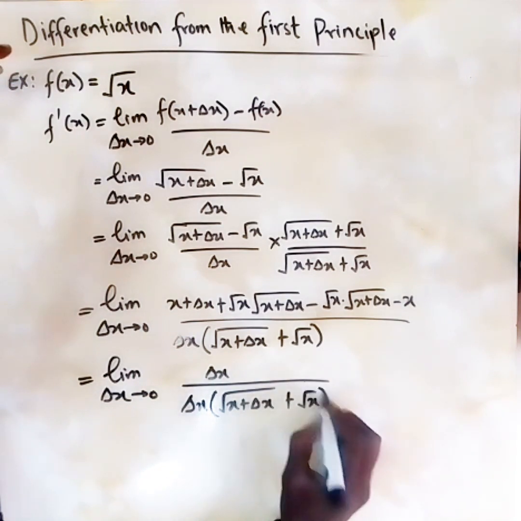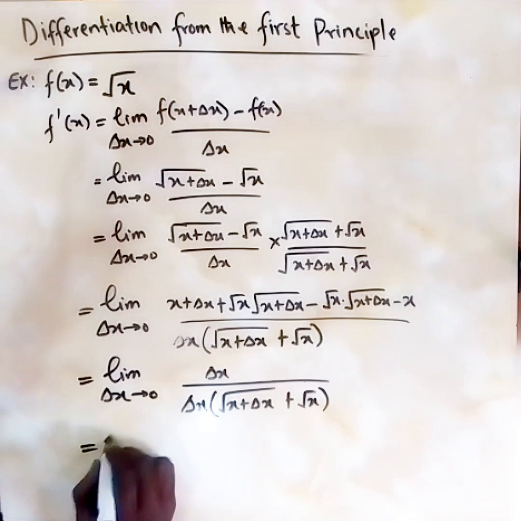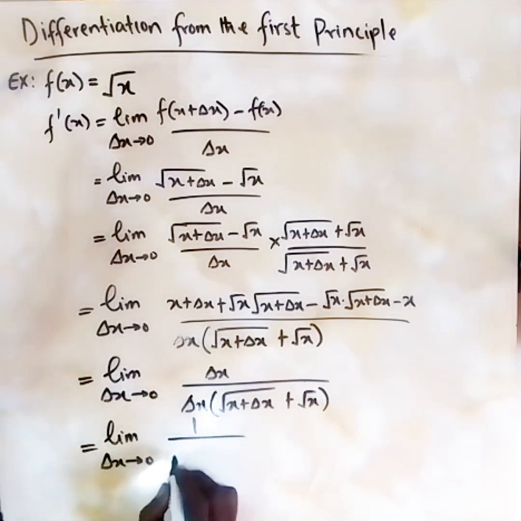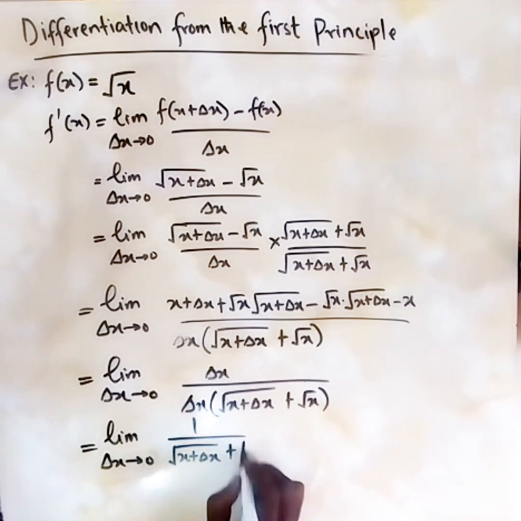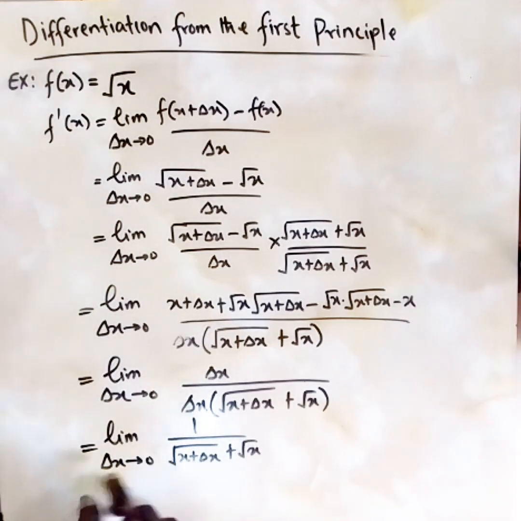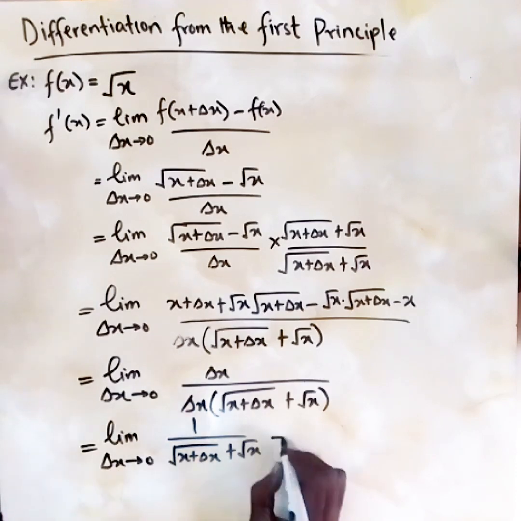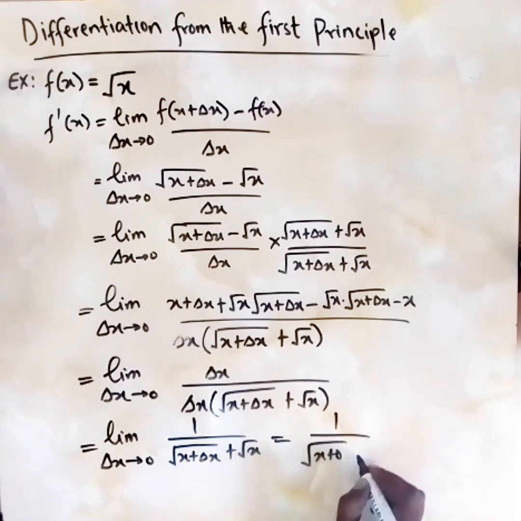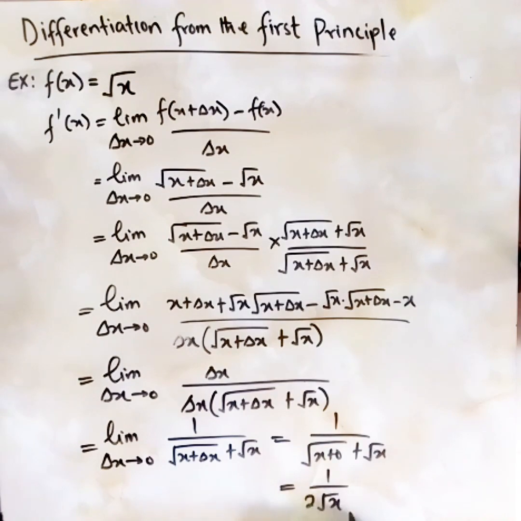which is equal to the limit as delta x approaches 0. This cancels this, we have 1 over square root of x plus delta x plus root of x. We now substitute the value of delta x, which is 0, giving 1 over square root of x plus 0 plus root of x, which is finally equal to 1 over square root of x plus root x, which is 1 over 2 root x.